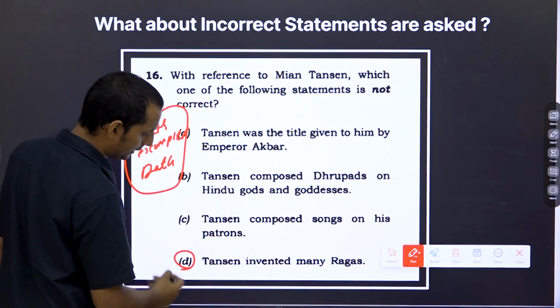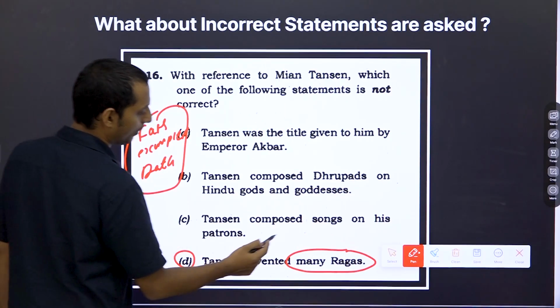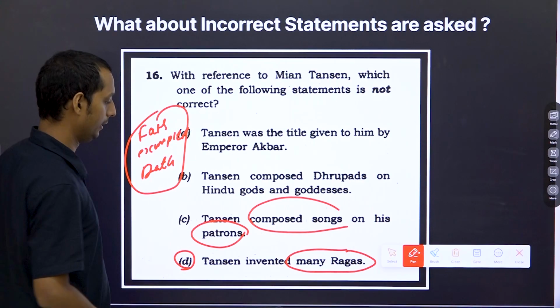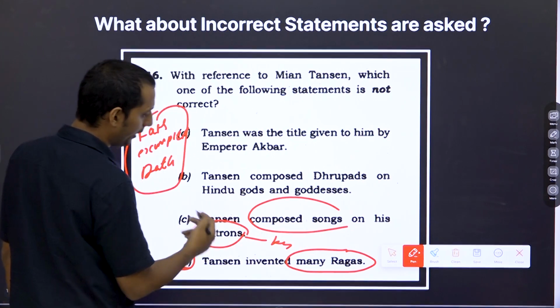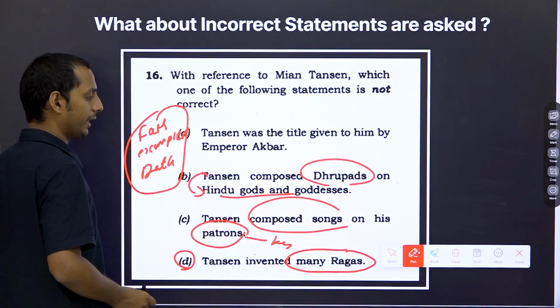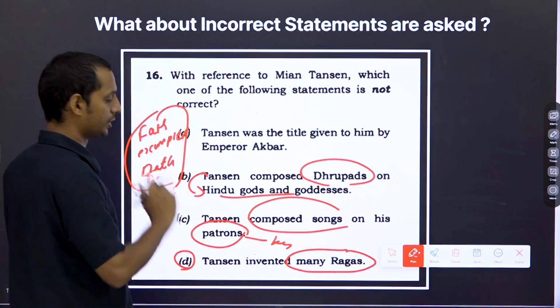Here, Tansen invented many ragas. Okay, Tansen must have invented many ragas. Tansen composed songs in his own patterns. Now, this is the role of a court singer, right? He used to sing poems for the king. Here, Tansen composed Drupads on Hindu gods and goddesses. Now, Tansen was a Hindu, so he must have composed at least one Drupad for any of the Hindu gods and goddesses. But what about the first option?